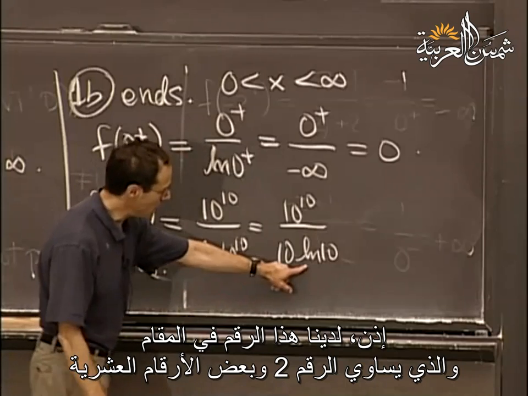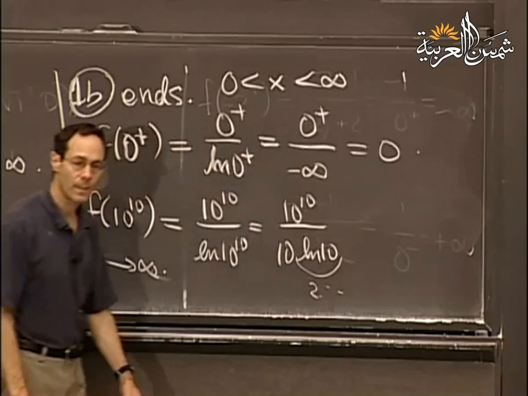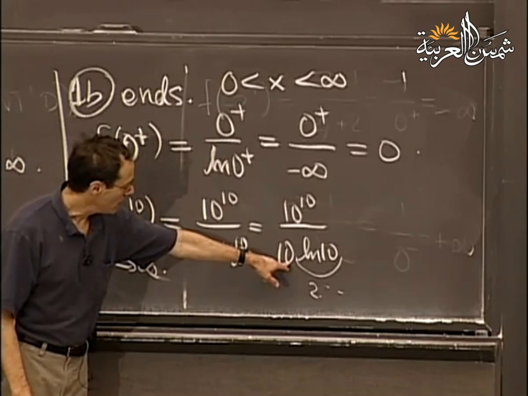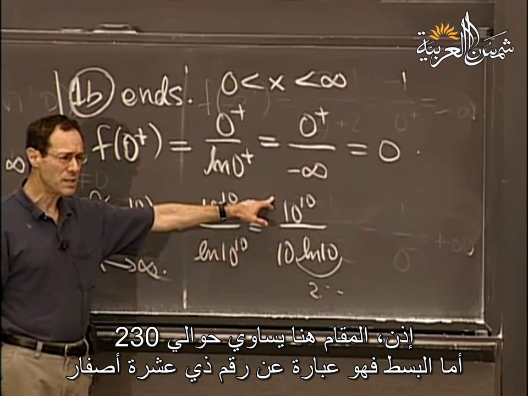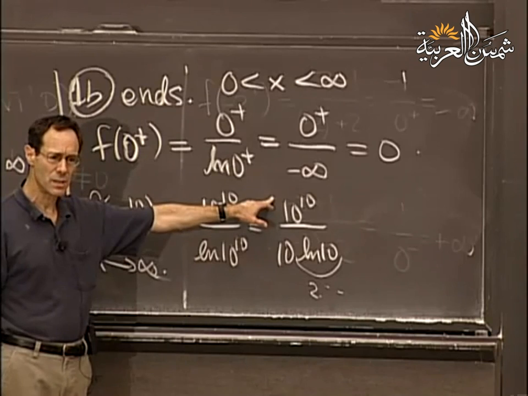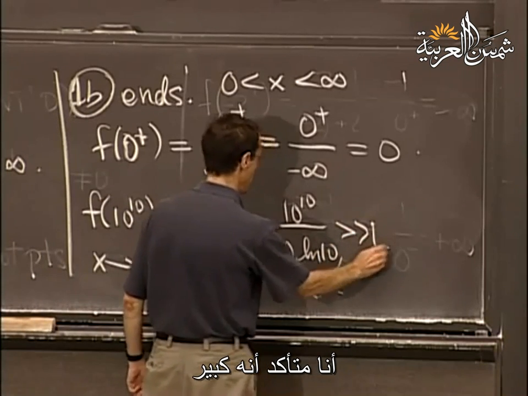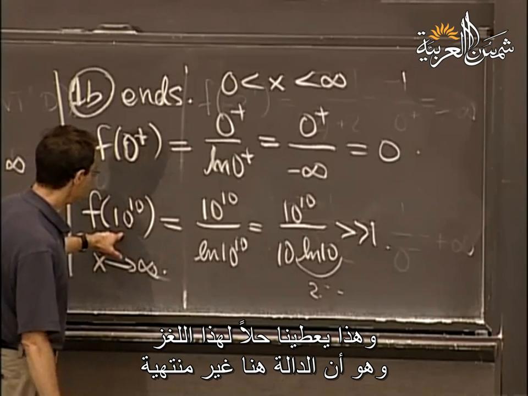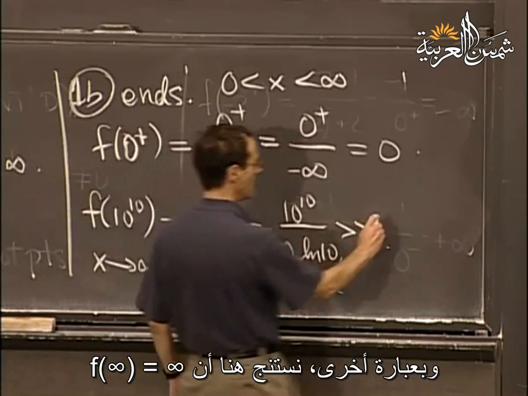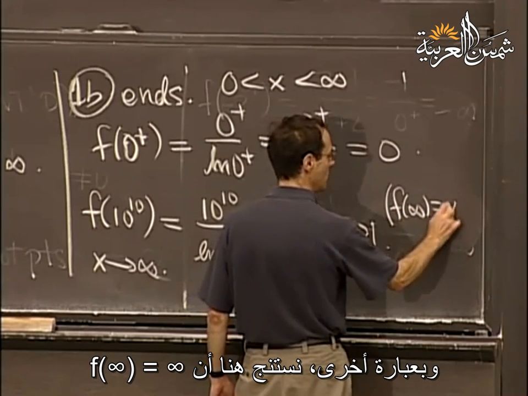So the denominator, this number here is about 2 point something. All right, 2.3 or so. So this is maybe 230 in the denominator, and this is a number with 10 zeros after it. So it's very, very large. I claim it's big. And that gives us the clue that what's happening is that this thing is infinite. So in other words, our conclusion is that f of infinity is infinity.